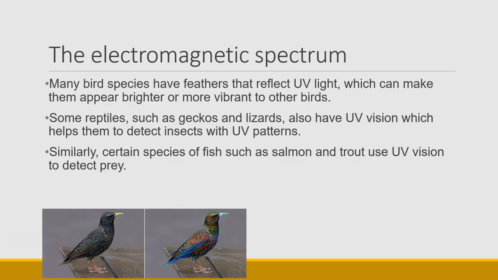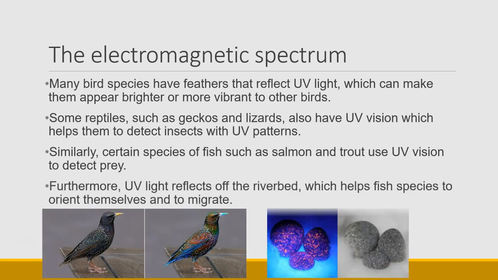Similarly, there are certain species of fish, like salmon and trout, that use UV vision to detect their prey. Furthermore, there's UV light that reflects off the riverbed, and that would help fish species to orientate themselves and to migrate. So it helps them to find their way through the water.